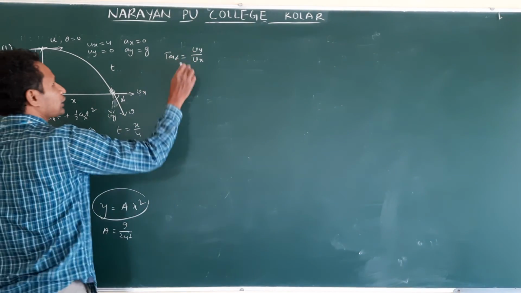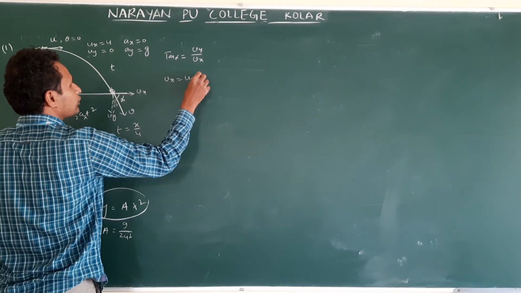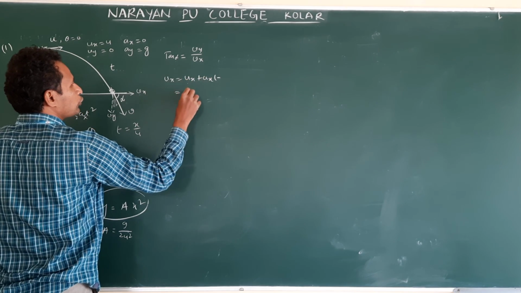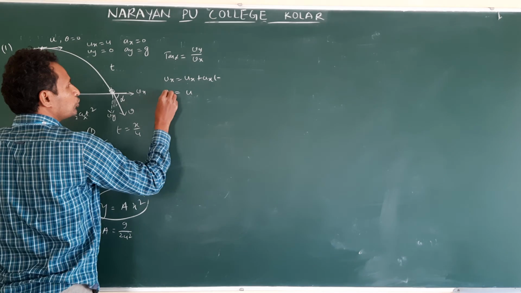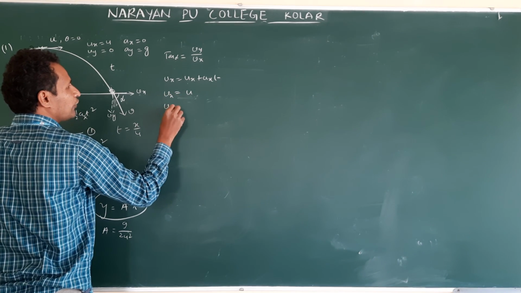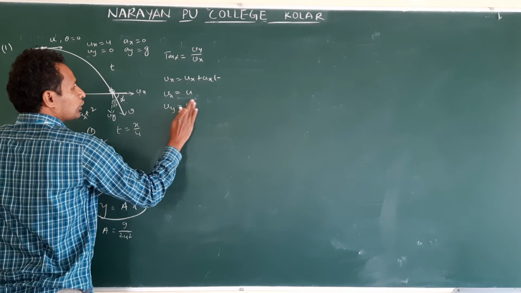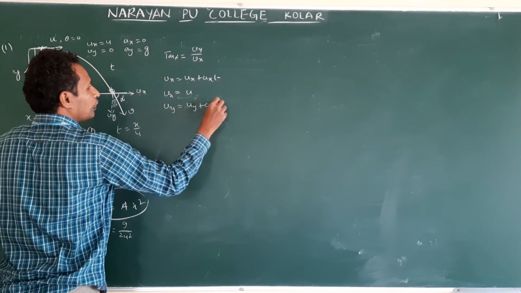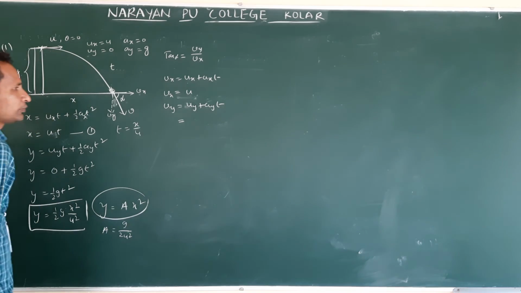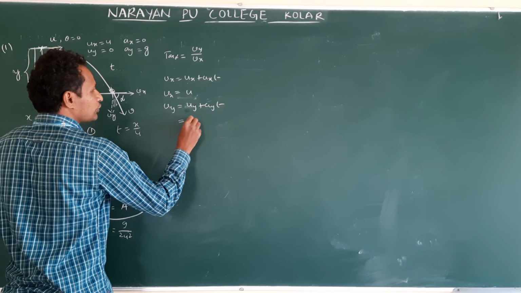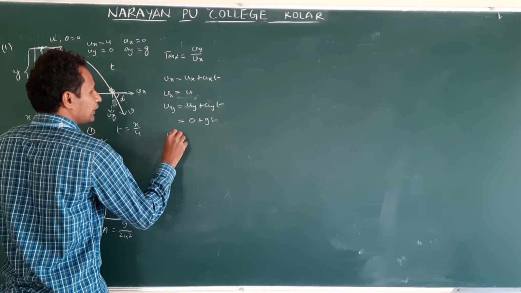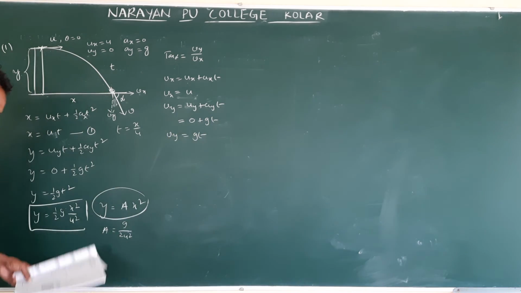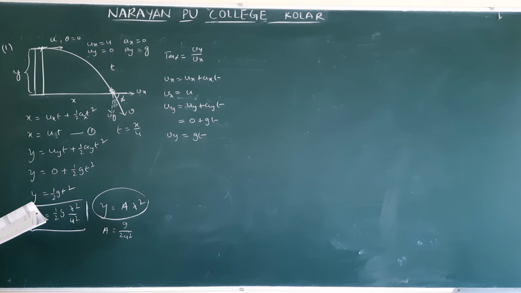Then how do we get vx and vy? vx is equal to what? ux plus axt. This is u, ax is 0. So vx is equal to u. Then vy, how do you write? uy plus ayt. Clear? uy is 0, this is gt. So vy is equal to gt. Clear? So then we will get the angle also. This is about the first case, horizontally projected.